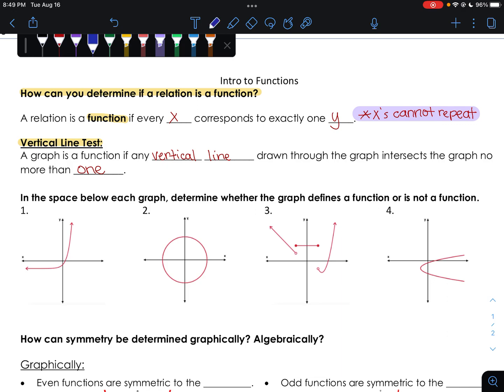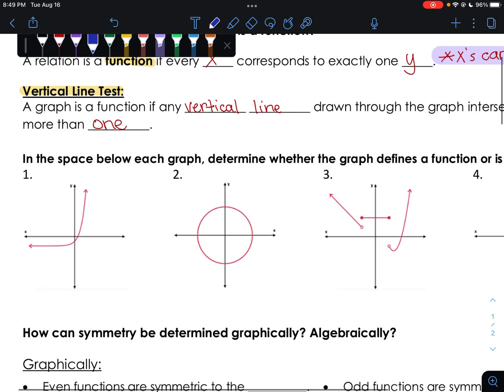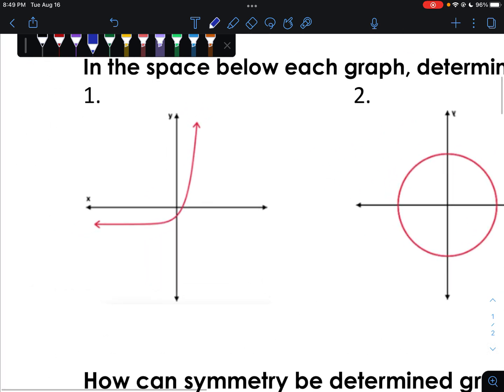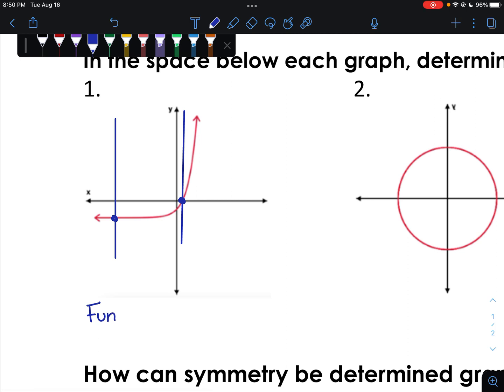So looking at the pictures that we have, I'm going to go ahead and zoom in. It says we want to say if this is a function or not a function. So if I'm looking at number 1, if I draw a vertical line here, it only hits my function one time. If I draw a vertical line here, it only hits my graph one time. So no matter where I draw a vertical line for number 1, it's only going to hit the function one time, which means this is a function because it passes the vertical line test.